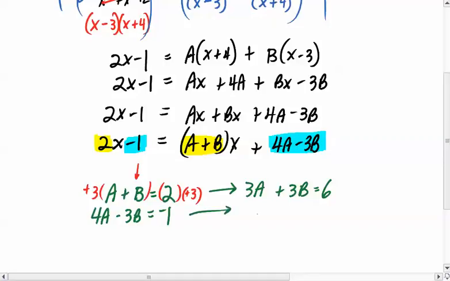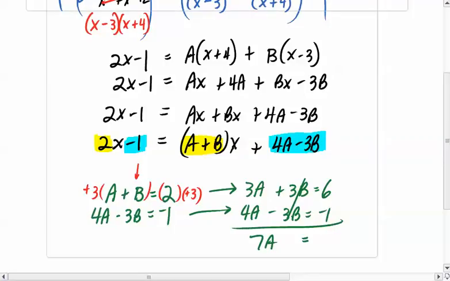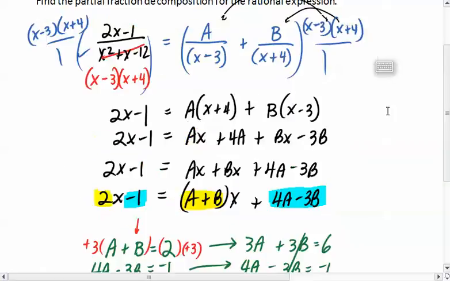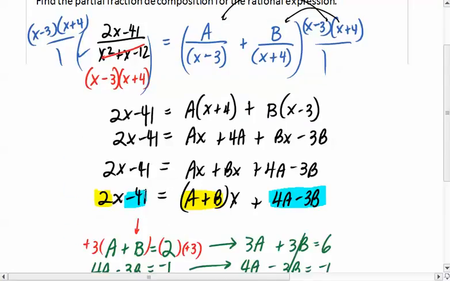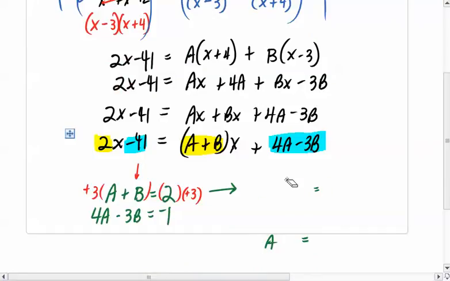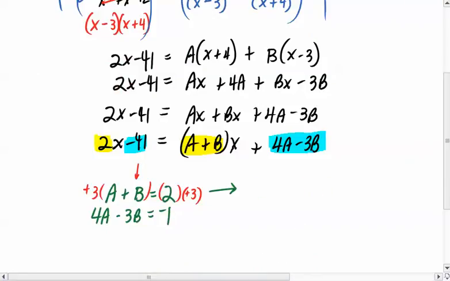I'm going to copy this. I have 4a minus 3b is equal to -1, and these go away. So I get 7a is equal to... hold on a minute. Okay, I just realized that I have a typo here. This is actually supposed to be -41. No big deal, it doesn't change anything yet until I'm looking at my answer and realizing it's not going to work out. So here we go. Let's just adjust that. Sorry about that. This is -41.